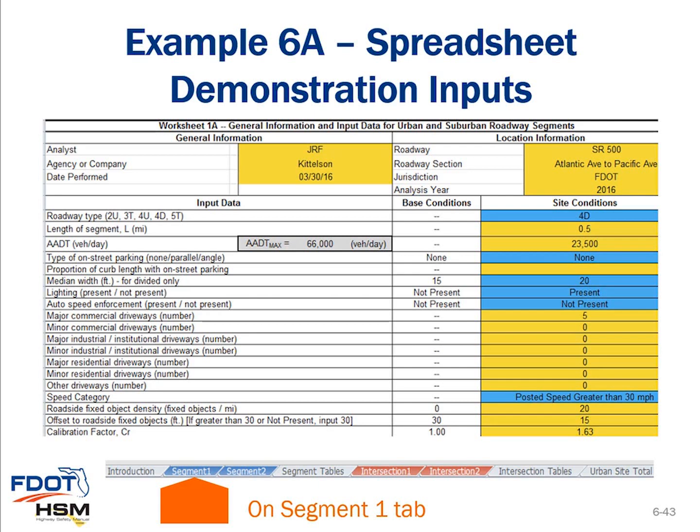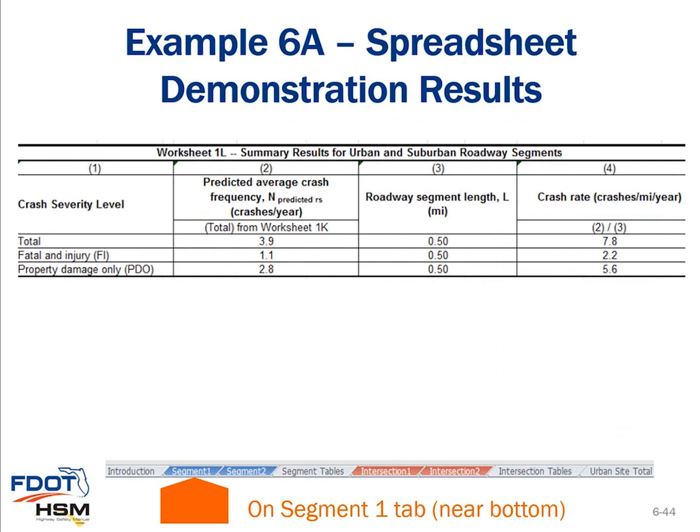And then at the very bottom we enter in the roadside fixed objects and the offset for those objects, and then we enter in the calibration factor. So all this is entered in, and the spreadsheet goes through and calculates the N predicted. The next slide will show that the N predicted is 3.9. Under column 2 total, you'll see 3.9 is that value.